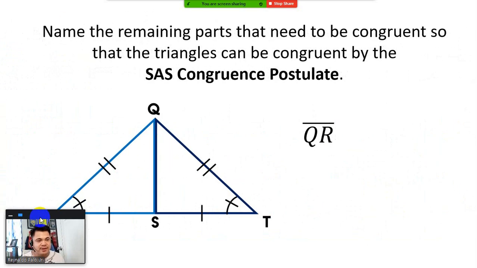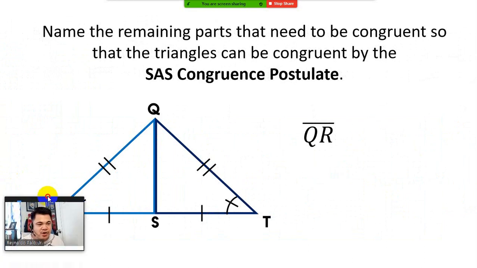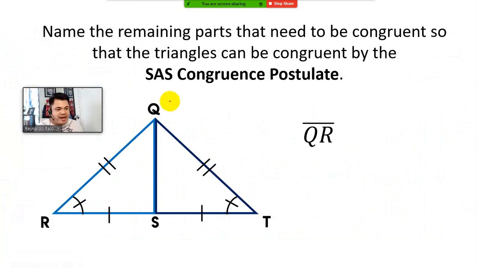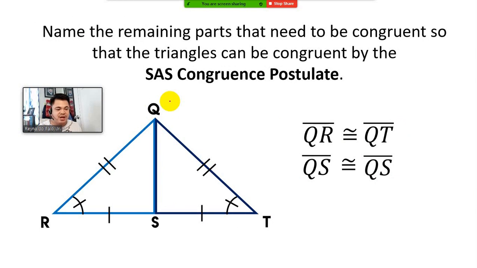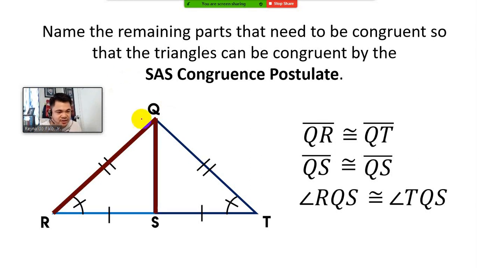Alright? Name the remaining parts that need to be congruent so that the triangles can be congruent by the side angle side congruence postulate. So segment QR is congruent to segment QT. Segment QS is congruent to segment QS. Okay, so why are they the same? It's because it's a bisector and it's a common side of the two triangles. That is what we call the reflexive postulate. And of course, we have angle RQS congruent to angle TQS. Okay, so these are the two angles that are included. Right?